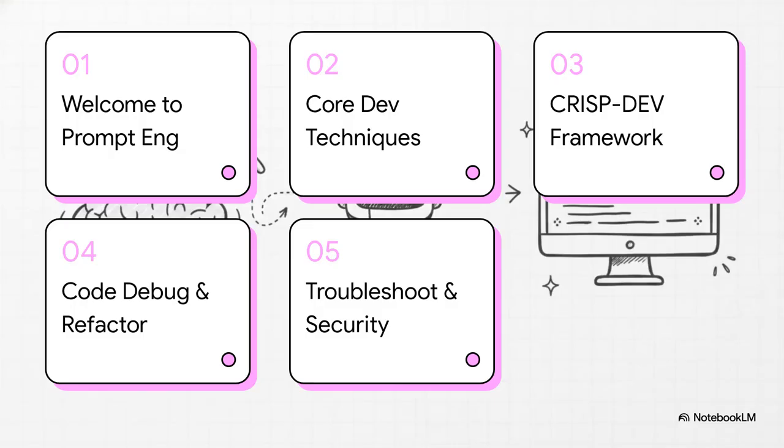Here's our roadmap for today's masterclass. 1. Welcome to prompt engineering. 2. Core techniques for developers. 3. The CRISP-D framework. 4. Code, debug, and refactor. And finally, 5. Troubleshooting and code security. Let's get into it.